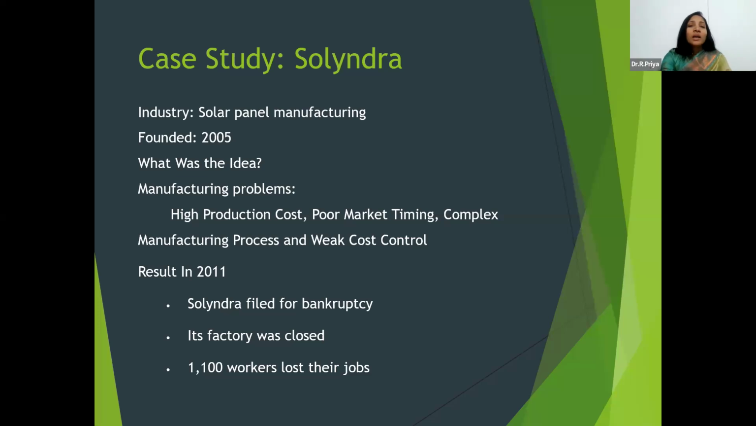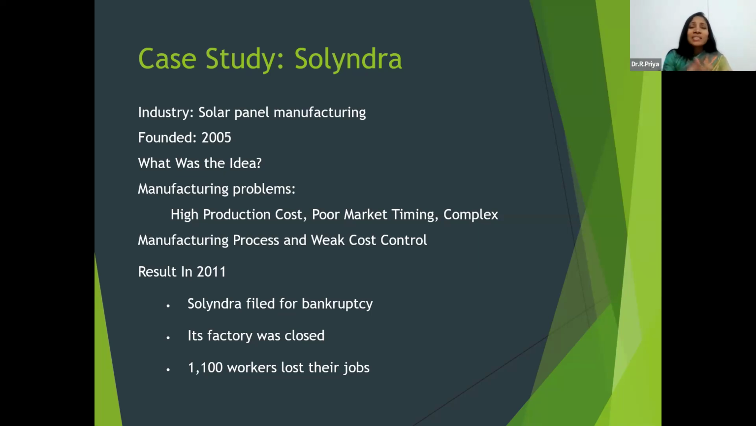Solandra was a company that aimed to revolutionize solar energy manufacturing by producing innovative cylindrical solar panels that could generate power from multiple angles of sunlight. It received strong government and investor support because it promised clean energy and green jobs. So what was their idea?